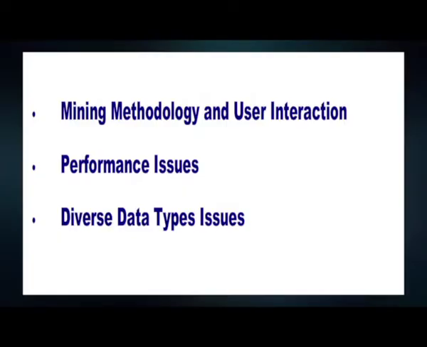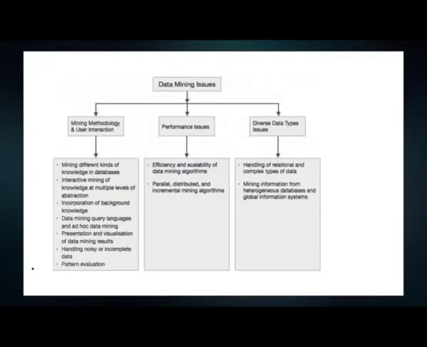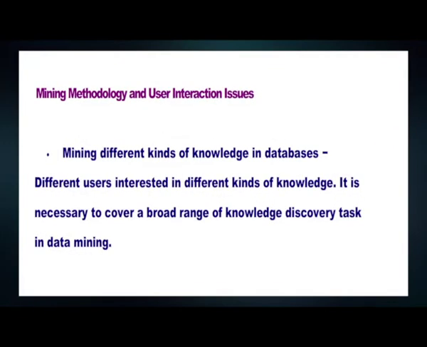It has some issues which are discussed under three categories. First category is mining methodology and user interaction issues. Second issue is performance issues, and the third one is diverse data types issues. The diagram describes the major issues under three categories. First, let us discuss the various issues under mining methodology and user interaction. It refers to the following kinds of issues.